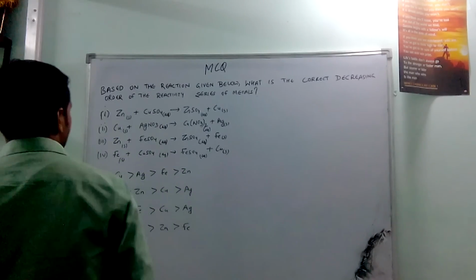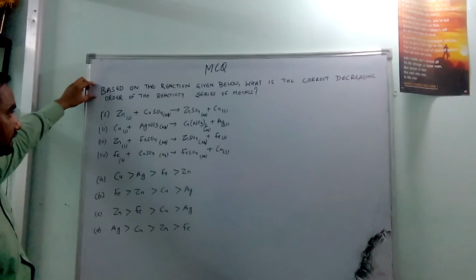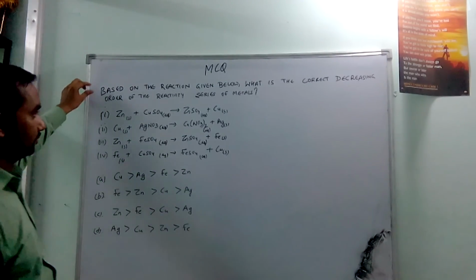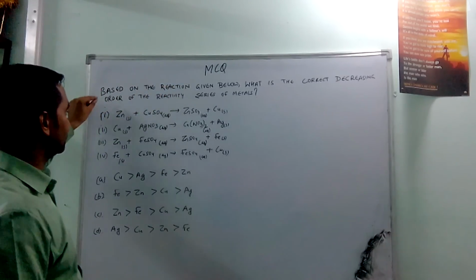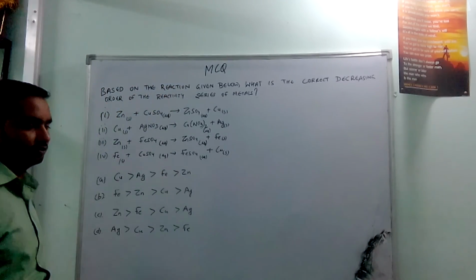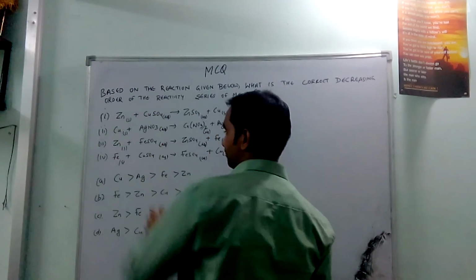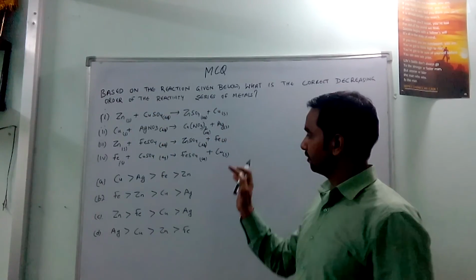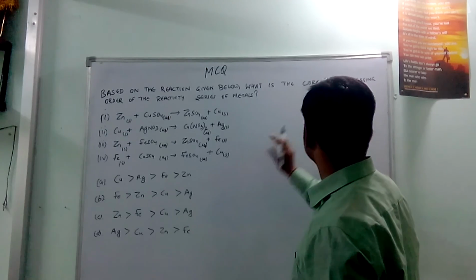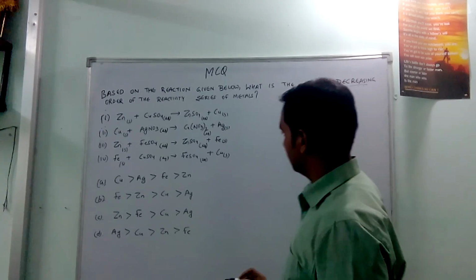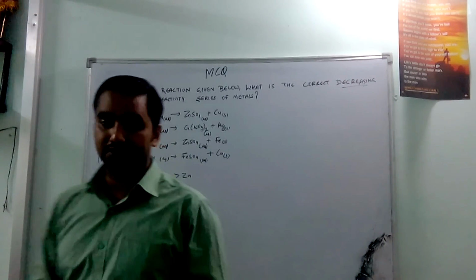Moving to our next question in the series of chemical reactions and equations. The question is, based on the given reactions below, what is the correct decreasing order of reactivity series of metals? In this question we have to describe the reactivity series in decreasing order from these equations. Now let us see what the equations are.